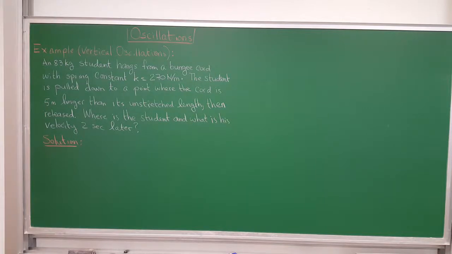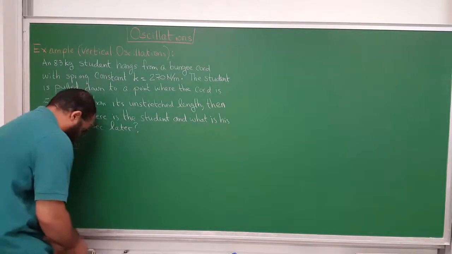The student is pulled down to a point where the cord is 5 meters longer than its unstretched length, then released. As you could imagine, the student will just vibrate or oscillate up and down. Where is the student and what is his velocity 2 seconds later? In order to answer this, let's draw something, and then we will answer the question.